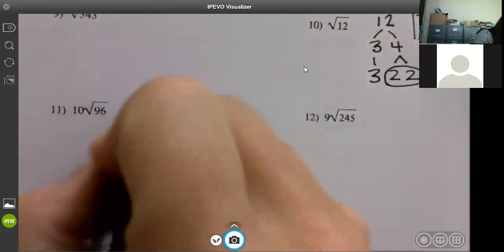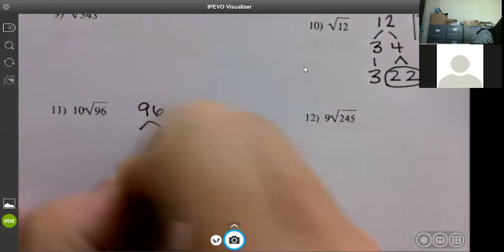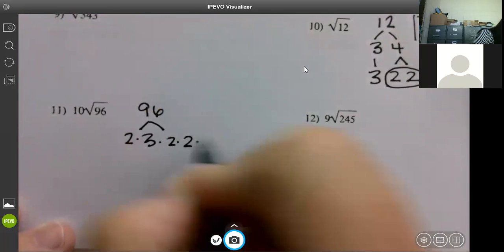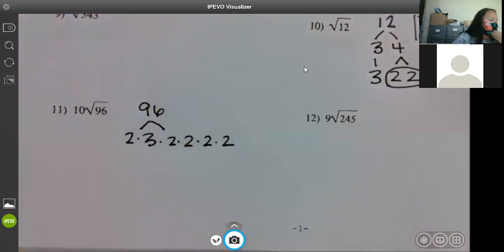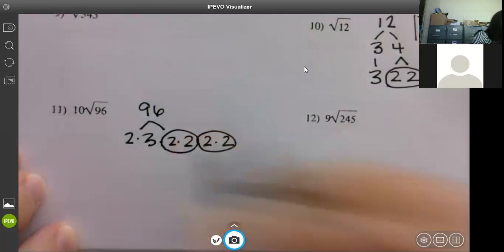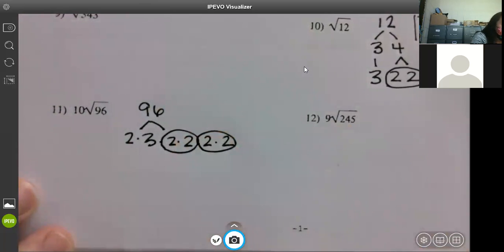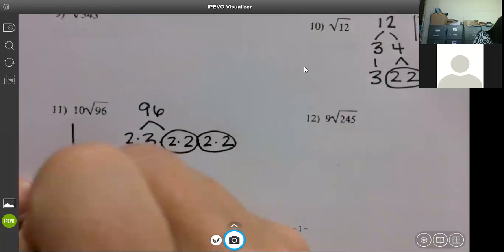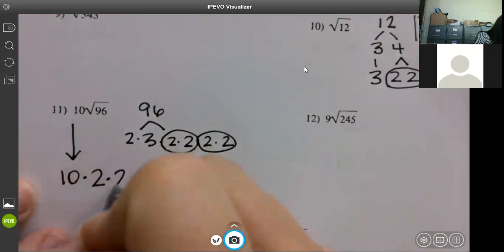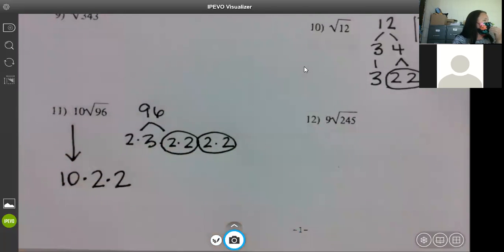So our factors of 96 were 2, 3, 2, 2, 2, and 2. And again, that's from number 1. I didn't make that up. What do we have pairs of? 2 pairs of 2, right? All right, so this is how you work it. This number was already on the outside. We're going to leave it on the outside. We circled 2 pairs of 2, so we're going to keep that on the outside with the 10.